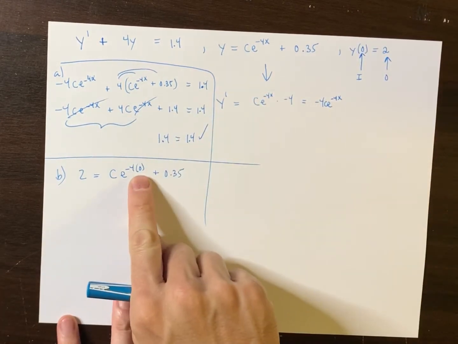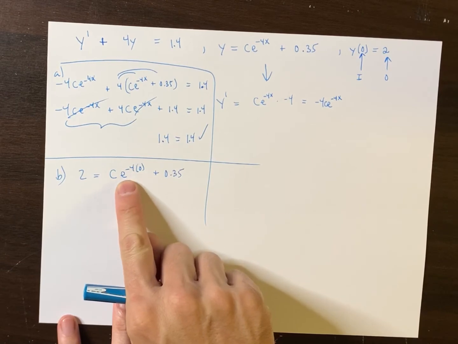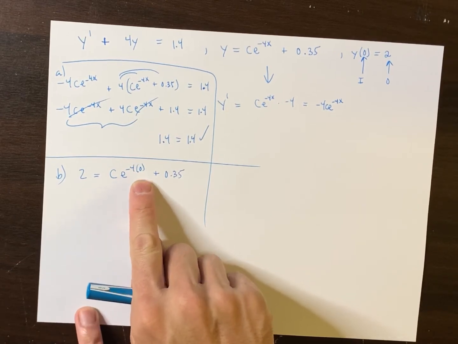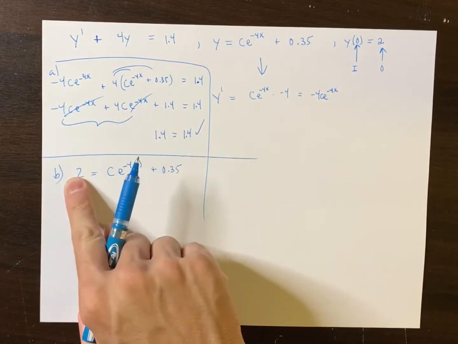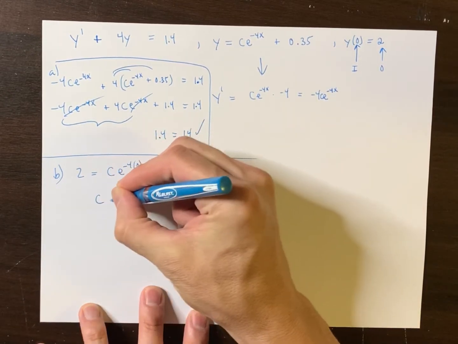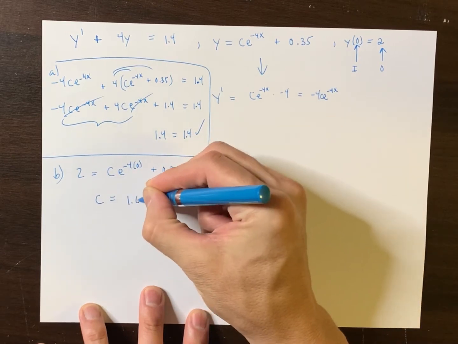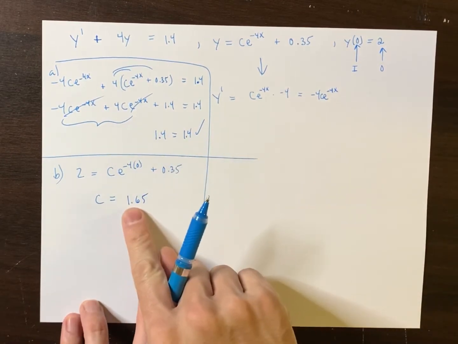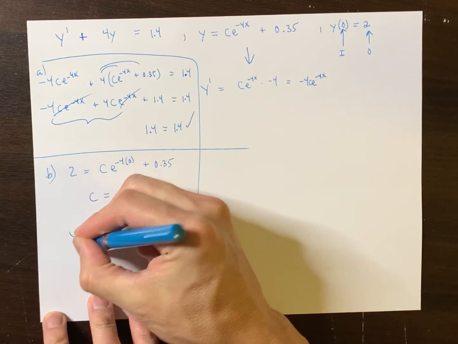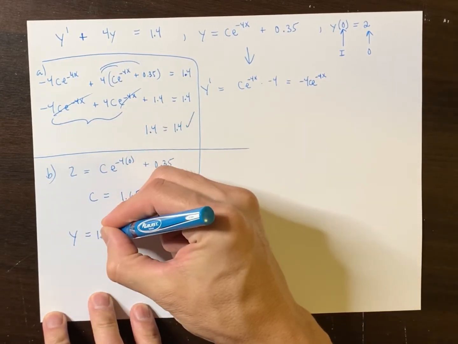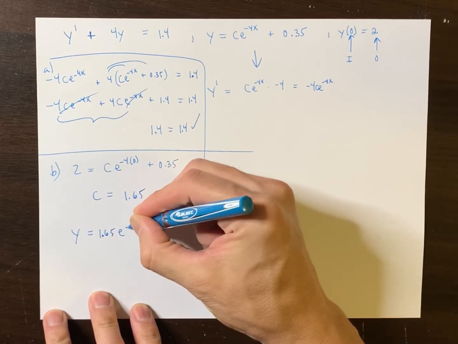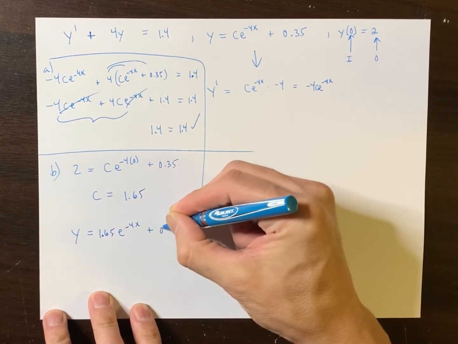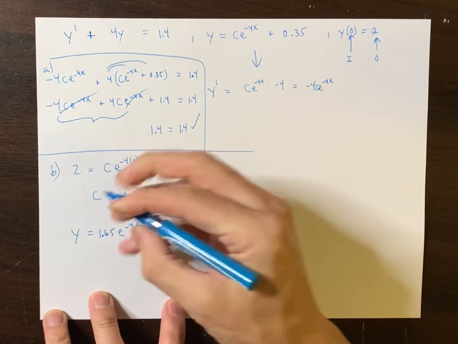And let's see. That exponent is 0. E to the power of 0 is 1. 1 times C is C. And then you can subtract that from that. So we have C equals $1.65, which can then be substituted back in there. So the particular solution to this initial value problem is the following, like that.